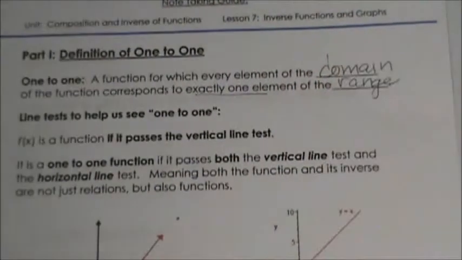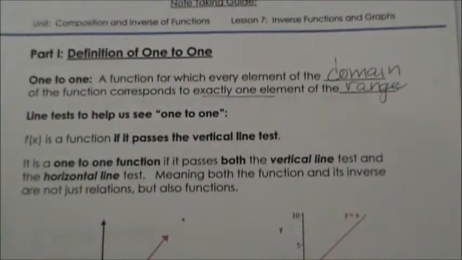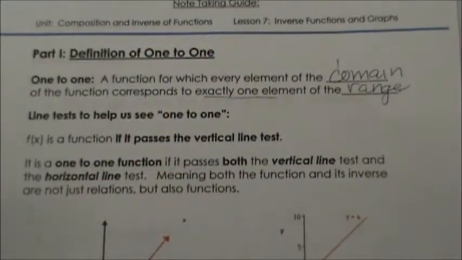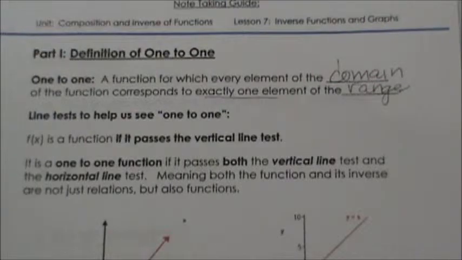So you don't have any repeating values in the domain or in the range. They're all unique to each other. So you can't have more than one value repeating in x's or more than one value repeating in y's. They all are unique values.